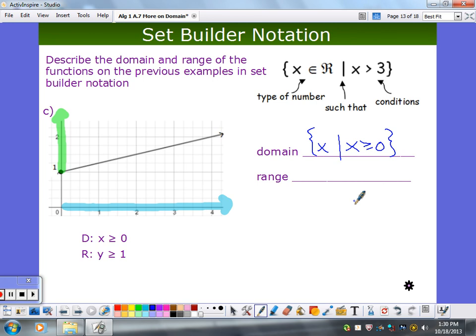I'm stopping here. Could you put x as an element of the real numbers? Yes? Totally up to you if you want to do that or not. Okay? The range for this one was y bigger than or equal to 1.